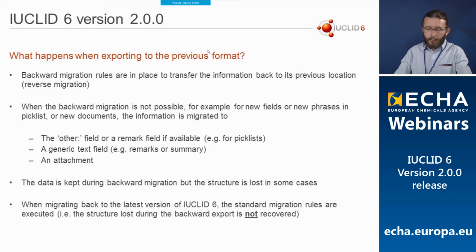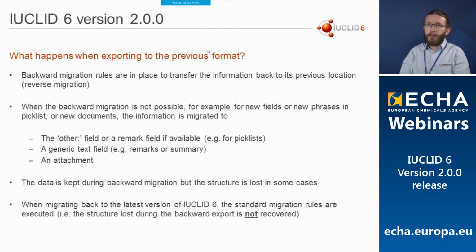Just more information about what happens when you export in the previous format, because as Mark was presenting earlier, we have introduced new fields and new documents in Euclid 6.2 that obviously do not exist in the previous version. So we have implemented the backward migration in a way that when it's not possible to migrate correctly the fields, the information to the place it was before, we always find a solution to transfer this information to another field. So in the pick list, you can select other and add some complementary information. So if there is this possibility, we use it.